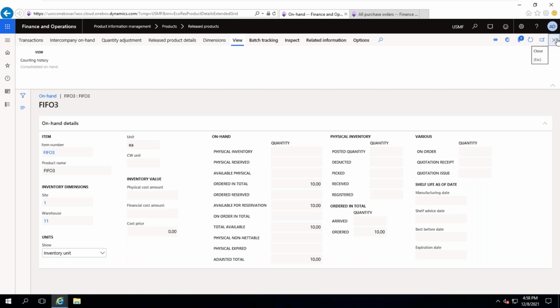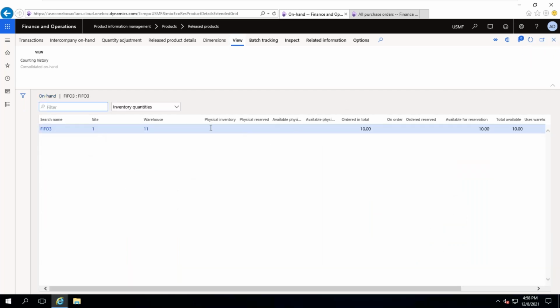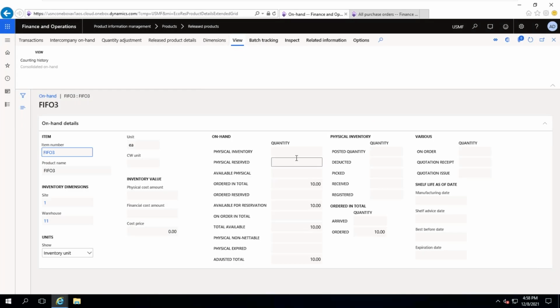Now, whatever you are looking at here, the line details like physical inventory, physical reserve, available physical reserve, ordered in total, on order, the same thing will be shown inside it. Look at this one: physical inventory, physical reserve, available physical, ordered in total, ordered reserved, available for reservation. All these things it is showing. The same table here it is showing in a different manner.